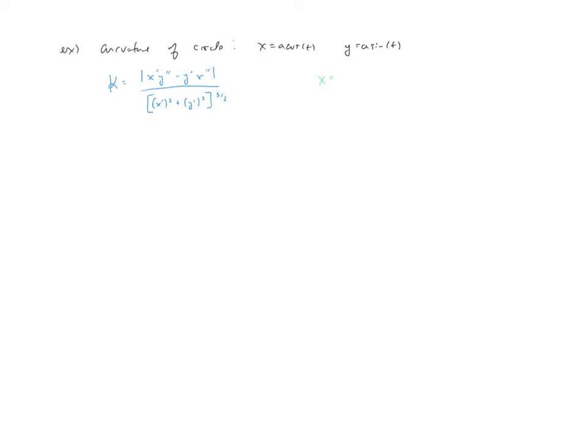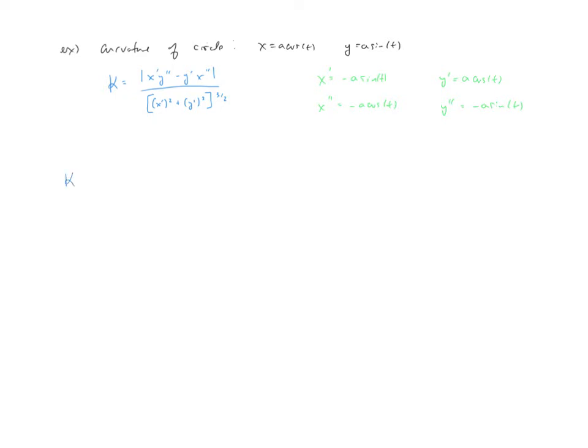So x is going to be a cosine t. So then x prime is going to be negative a sine t, and x double prime is going to be negative a cosine t. Y is going to be a sine t, therefore y prime is going to be a cosine t, and y double prime is going to be negative a sine t. All right, so now I'm just going to take that stuff and plug it in.